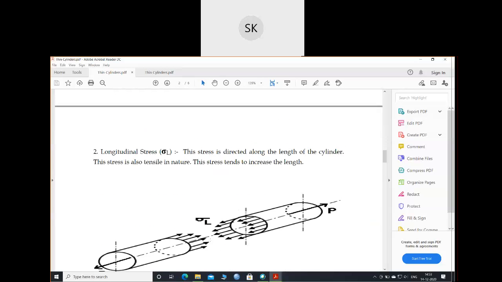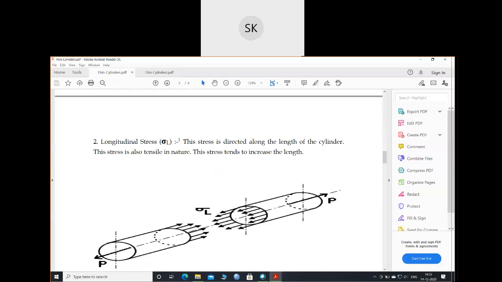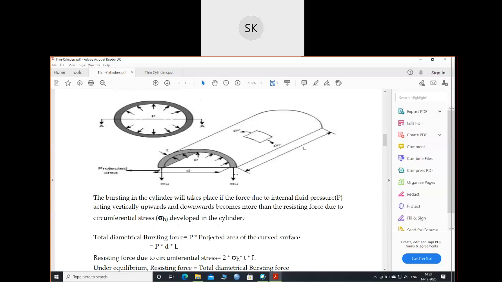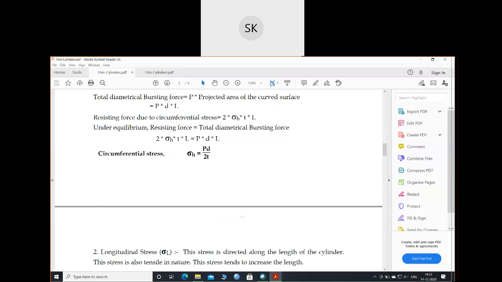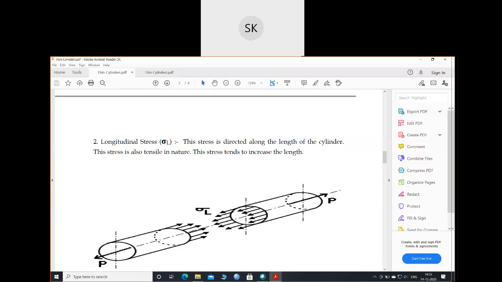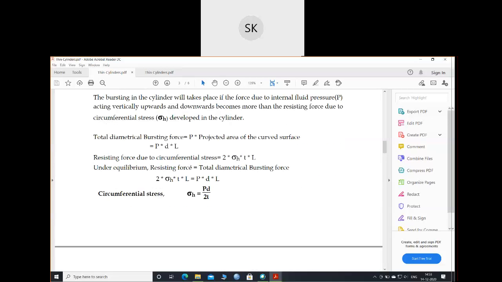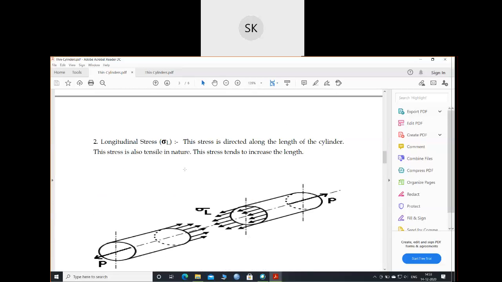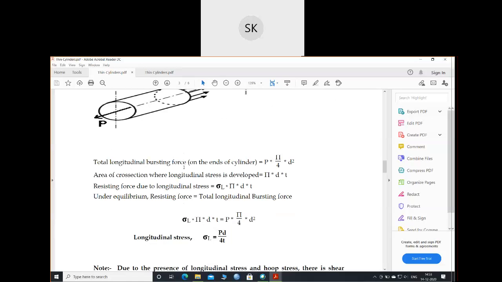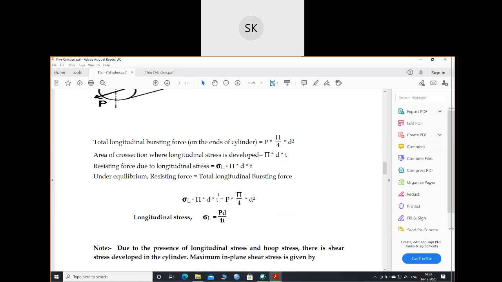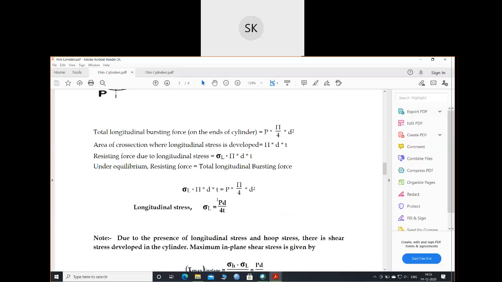Next, longitudinal stress. This stress is also represented by sigma L. This stress is directed along the length of the cylinder. So hoop stress acts along the circumference, and longitudinal stress acts along the tangent, along the length. This is also tensile in nature, and this stress tends to increase the length. So hoop stress tries to increase the diameter, and longitudinal stress tries to increase the length. Again, we have discussed the derivation already, and this is the formula PD by 4T.